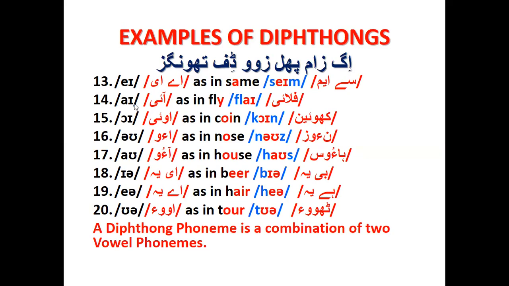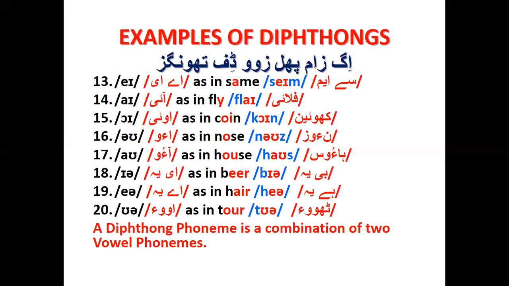Okay, dear, 14 is I. It's just like the letter I, as in fly. Then oi, not oi. Some people say oi, which is not correct. Oi as in coin. Coin, as in coin.